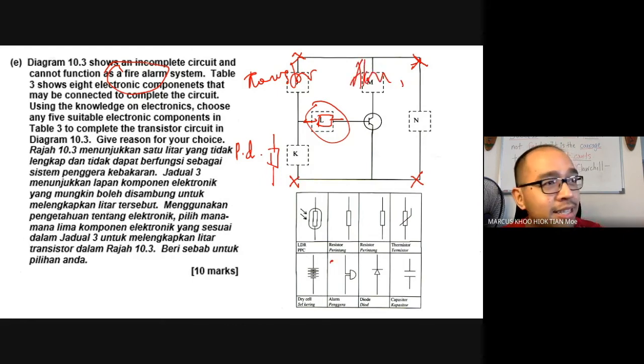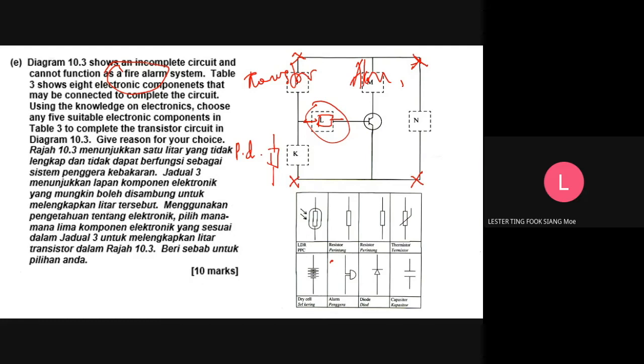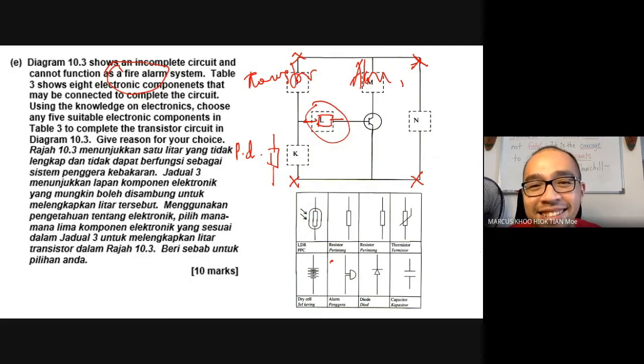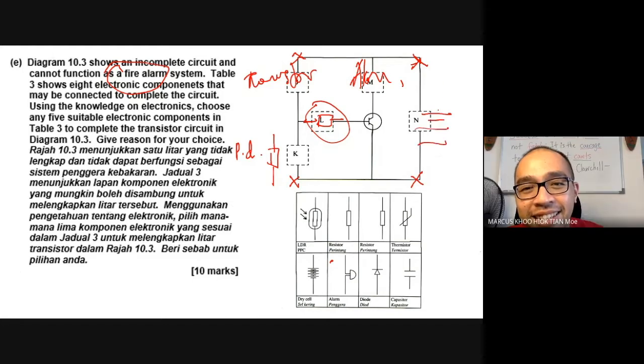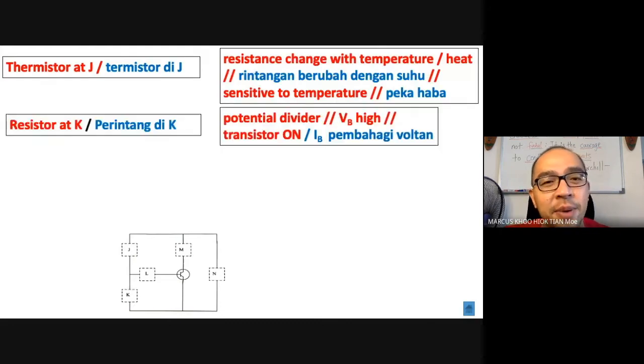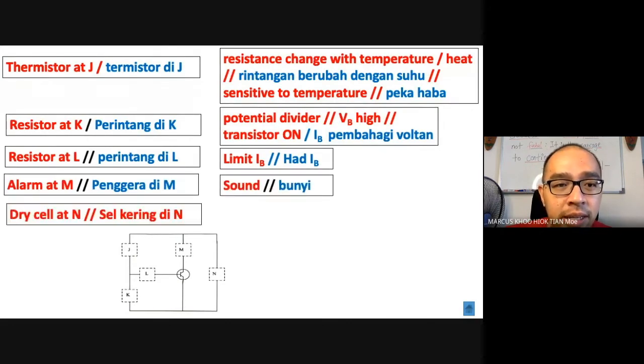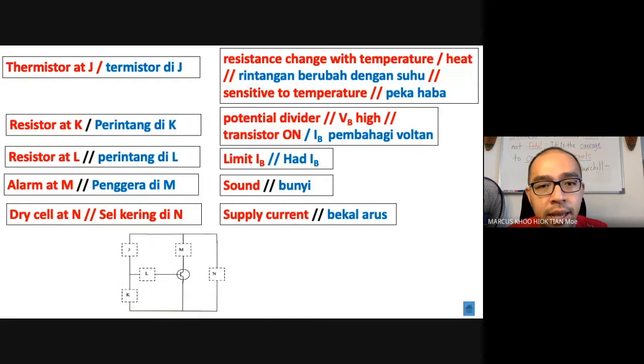Finally, N, Lester. Dry cell. Why dry cell? To provide direct current. I feel like this kind of answer is such an insult to Lester. It's like, "Sir asked me to answer this question, it's too simple." Okay, fine. Anyway, so this is how it is. Dry cell N is to provide direct current.